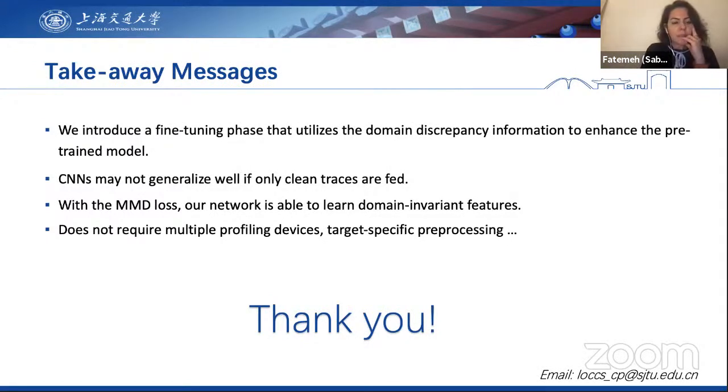When you say that CNN may not generalize well if only the clean traces are provided, I think I missed the point where the not clean traces were used. Do you use them for the training, and the noise in those traces is used to do regularization? Actually, I'm not sure how you use those not clean traces.